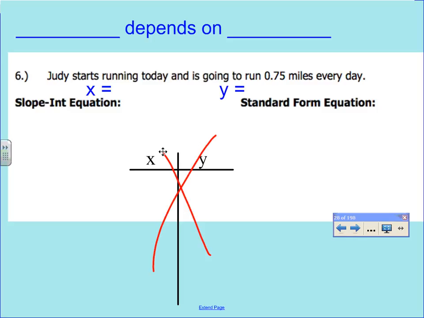So 6, 7, 8, do everything besides the table. Does that make sense? Okay, sorry, I know I said you might not have homework. That should not take you too long.